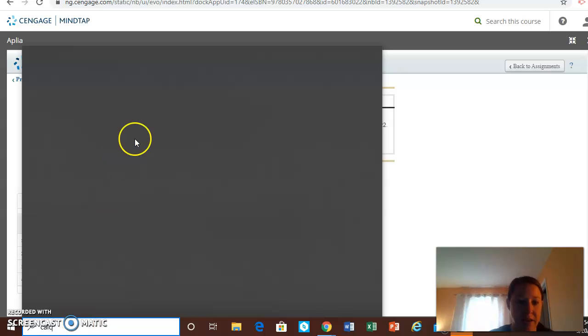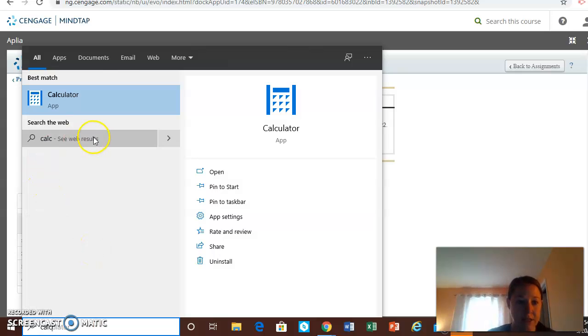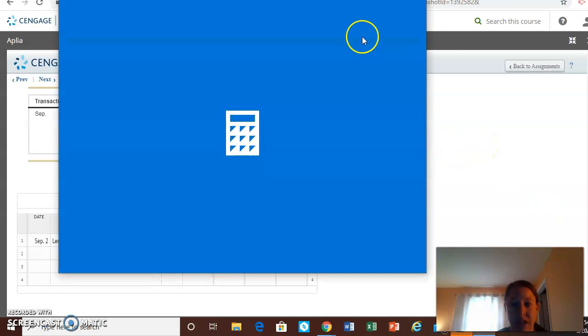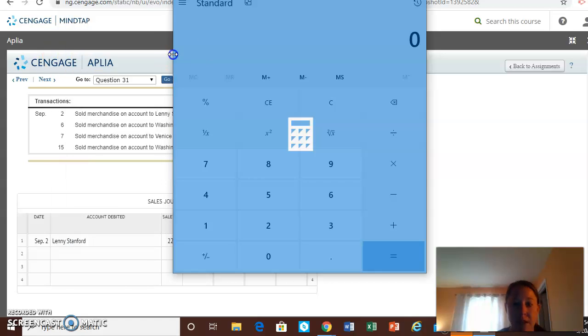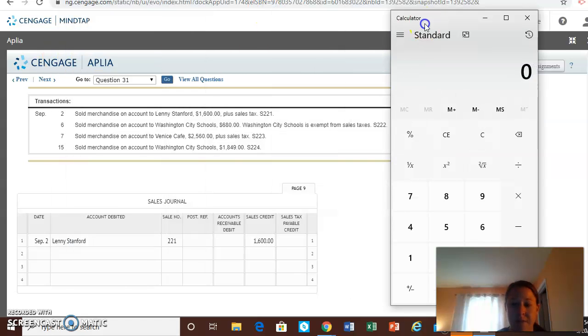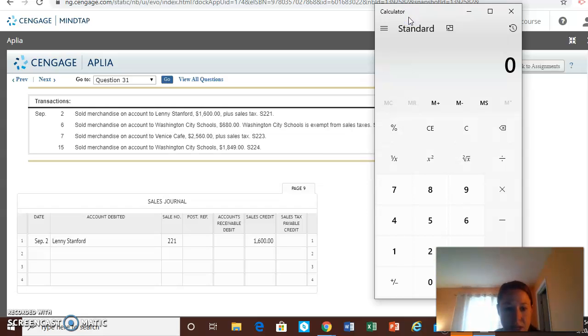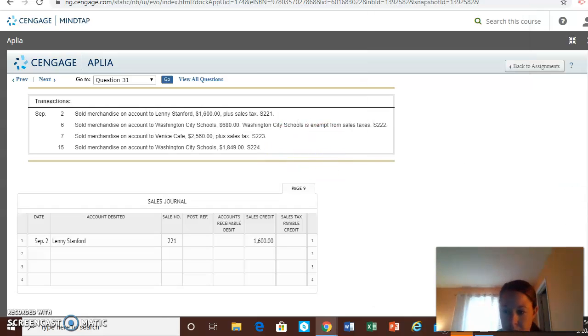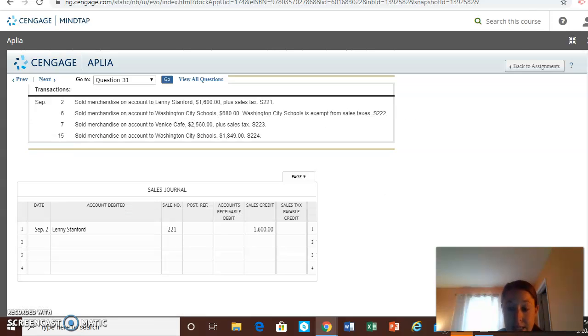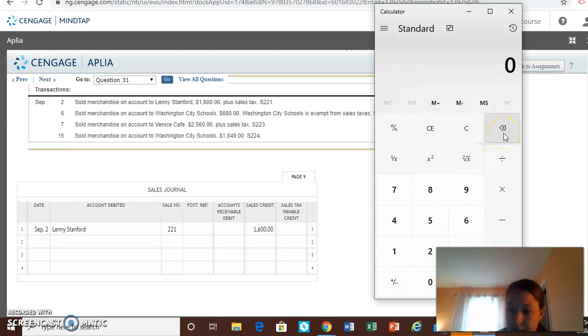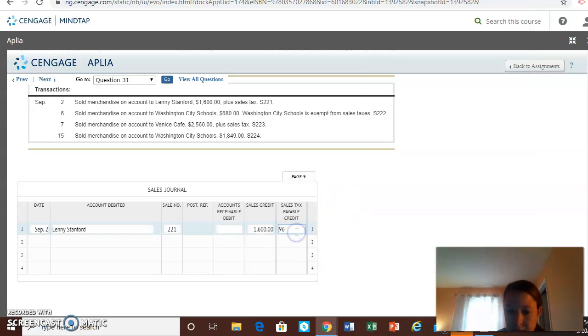So I'm going to find my calculator. Here it is. Here's my calculator app. And it's going to tell us in the problem what our percentage of sales tax is going to be, because it does change from state to state. In New Jersey, we have 7% sales tax, but up here in the working papers, it tells us that it's 6% sales tax. So we're going to take this $1,600 and multiply that by 0.06 to get the amount of sales tax, so $96.